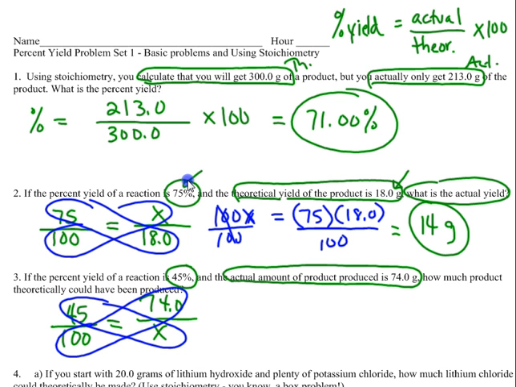So 45x is equal to 74.0 times 100. Getting x all by itself, we have to divide both sides by 45. And so the math in your calculator is 74 times 100 divided by 45.